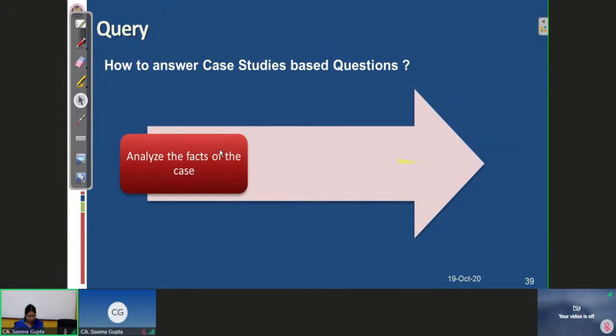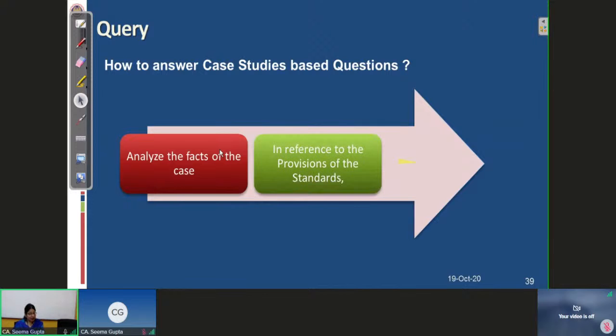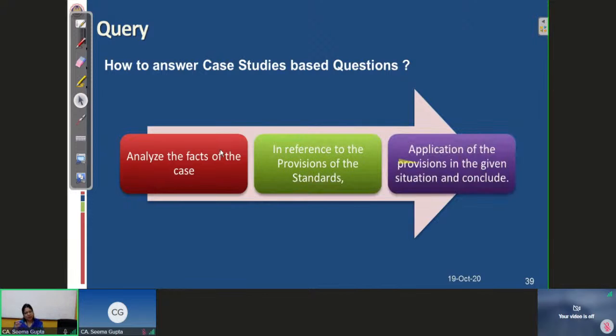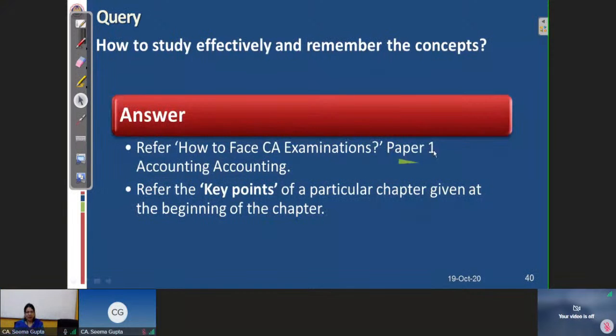So this is regarding how to answer the accounting standard based question. As I have already discussed, you have to analyze the facts of the particular case given in the question. Then you have to apply the particular para of the accounting standard. First of all, which accounting standard is to be applied, and then what provision is relevant for that particular standard. What particular para of the standard is applicable for that particular problem. Then we have application of the provisions of accounting standards.